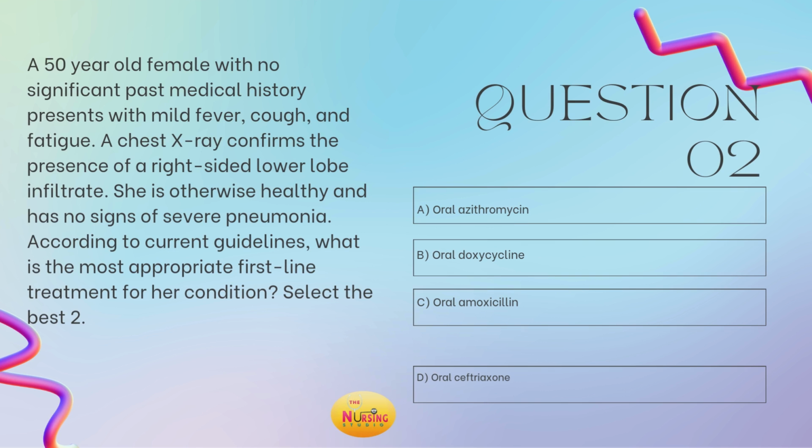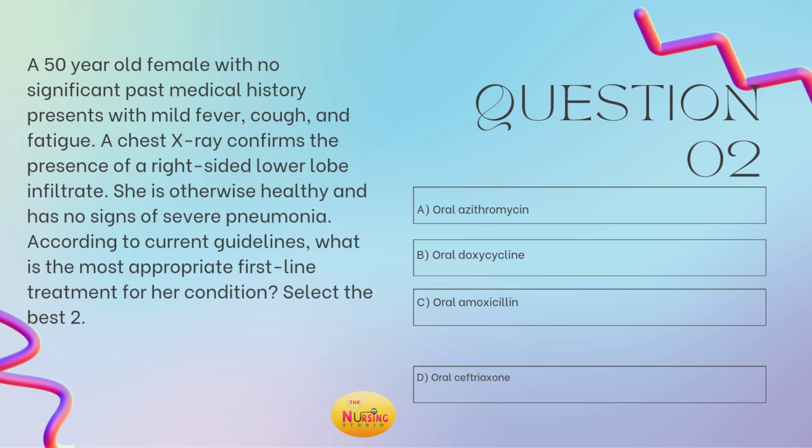Question number 2. A 50-year-old female with no significant past medical history presents with mild fever, cough, and fatigue. A chest x-ray confirms the presence of a right-sided lower lobe infiltrate. She is otherwise healthy and has no symptoms of severe pneumonia. According to current guidelines, what is the most appropriate first-line treatment for her condition? Select the best two. Is it A, oral azithromycin, B, oral doxy, C, oral amoxicillin, or D, oral ceftriaxone? Take a moment and tell what you got.